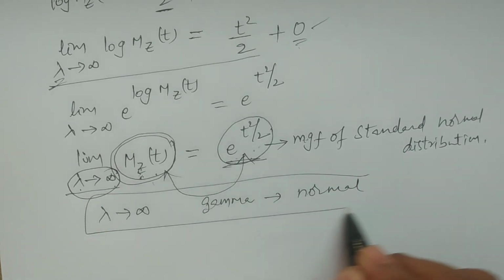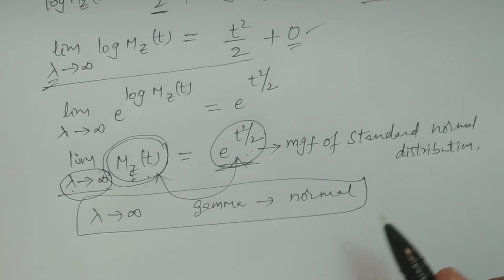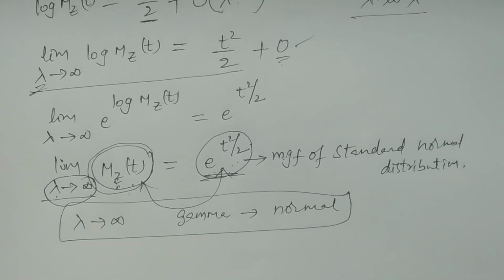This is the limiting case, or limiting form, of the gamma distribution. Hope you understand. Thank you.